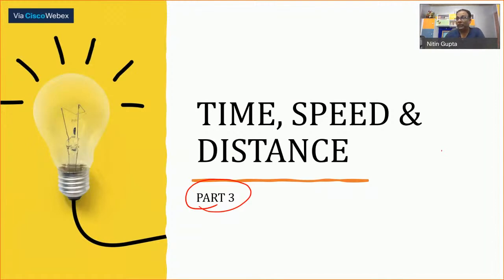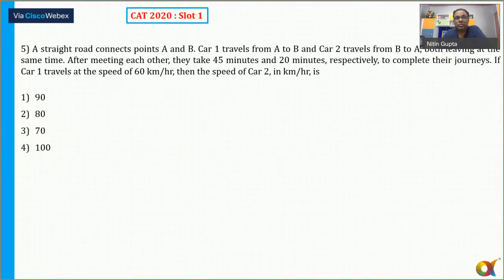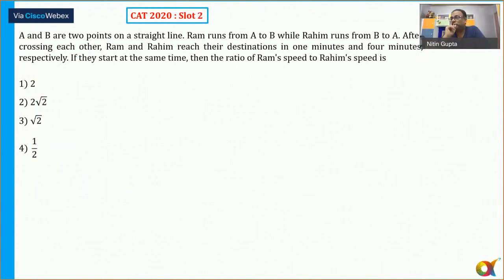In fact, there were two questions based on this particular concept this year also, in CAT 2020, that I have kept for the last. That is questions number 5 and 6, which were asked in slot 1. You can see CAT 2020 slot 1 and CAT 2020 slot 2.